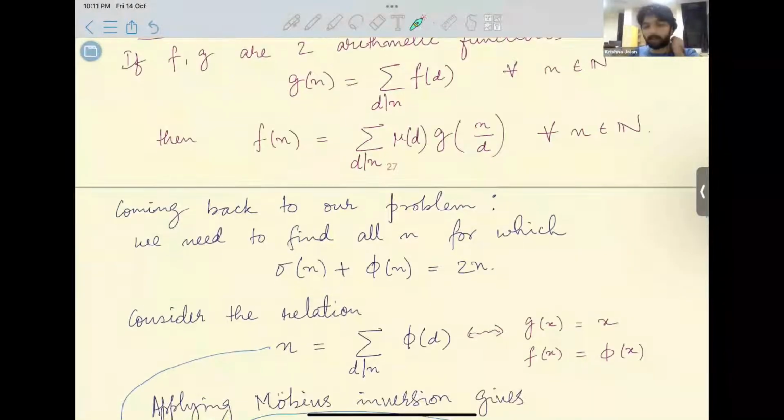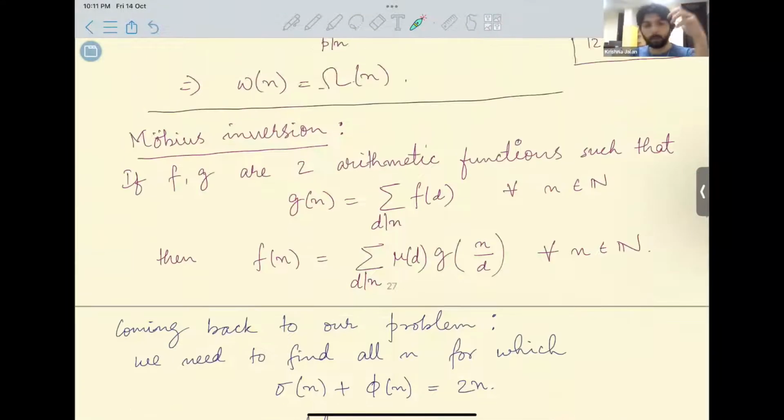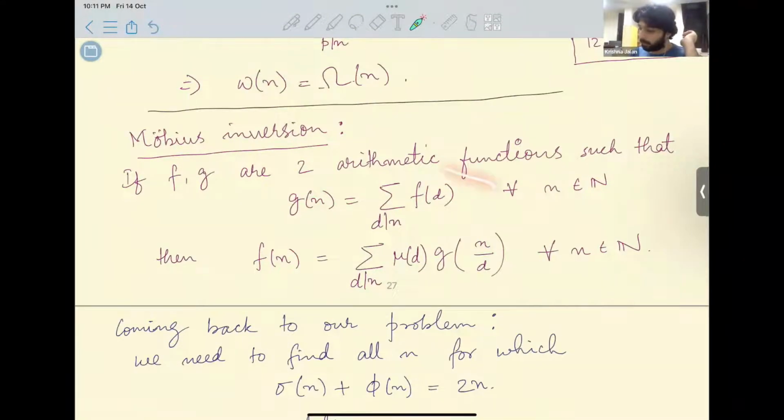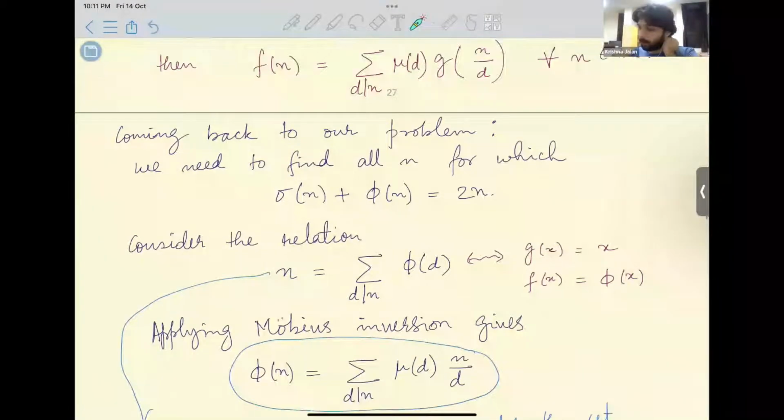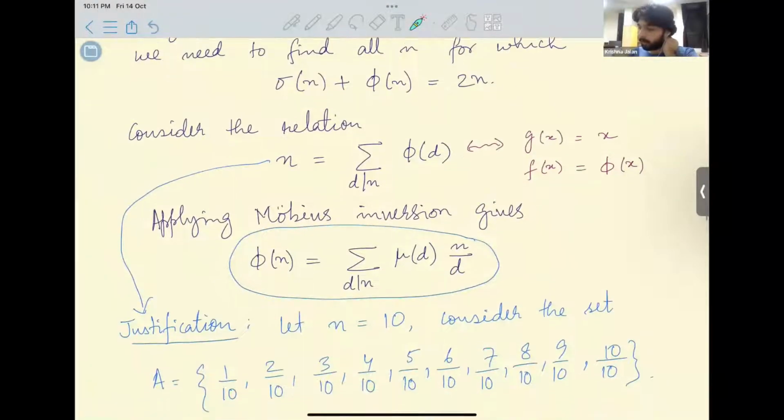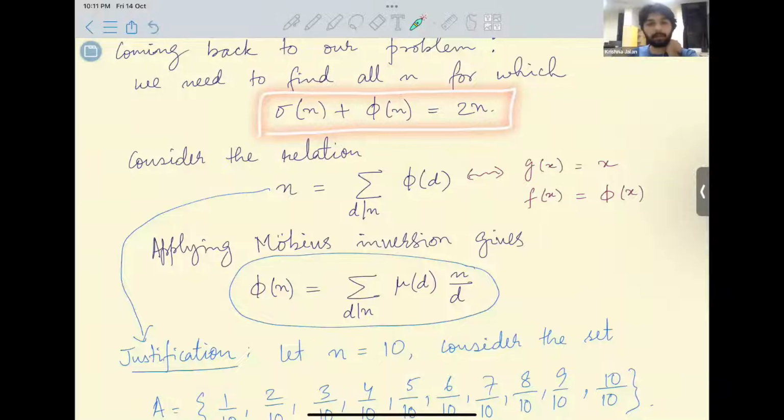Okay, so is it clear? There were lots of definitions, but I hope you can go through them again. But the idea is this Mobius inversion, and some properties of the Mobius function that I'll come to. So now let's return to our original problem. We want to see for which values of n this is true.